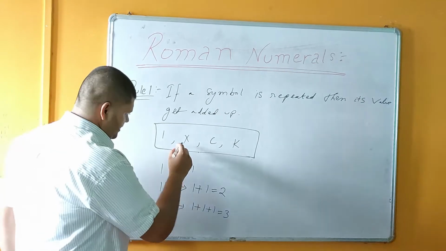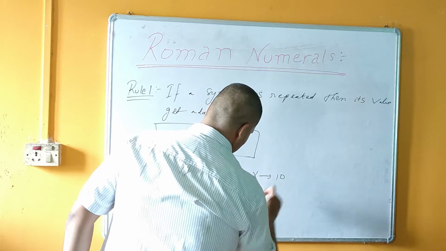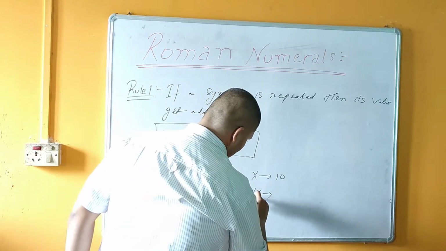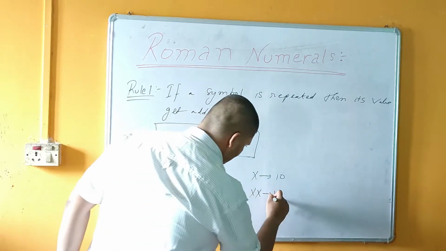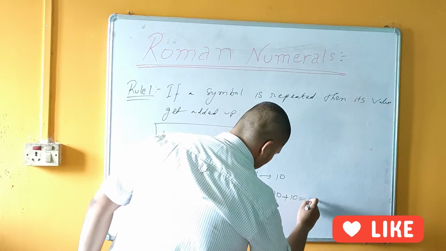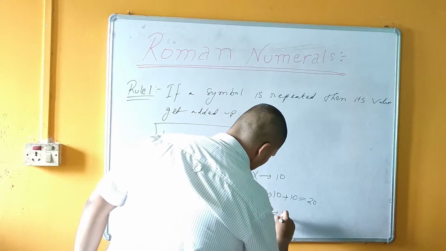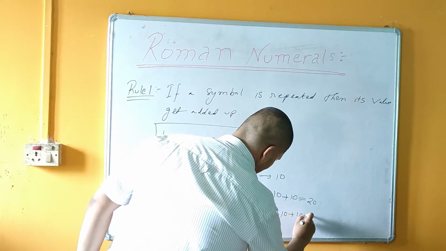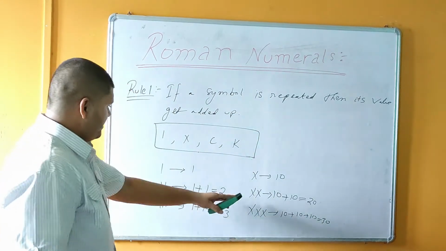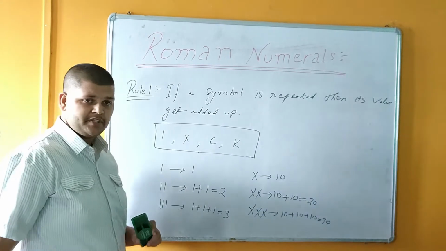Okay. Similarly, this X will be repeated. This X is nothing but 10. When it is repeated, the first X value is 10, and the second you have to add, so it is 20. Similarly, it can be repeated thrice. So 10 plus 10 plus 10 gives 30. In this way, you can repeat all of the symbols. I hope you are clear with this.